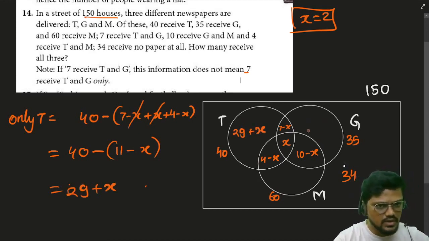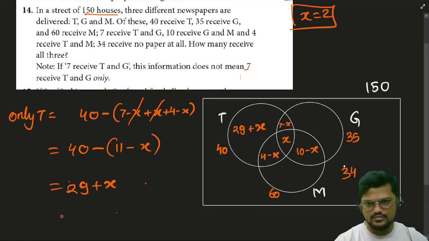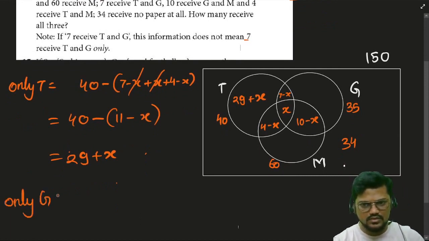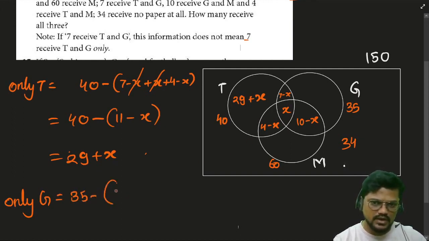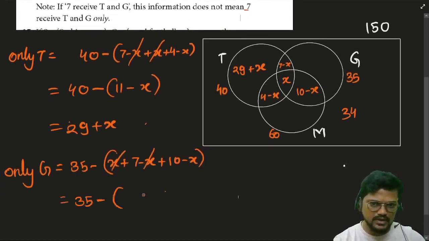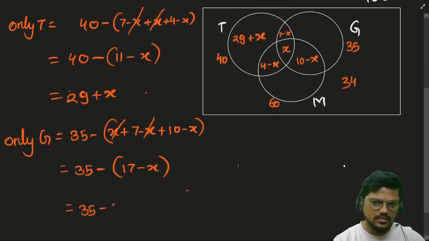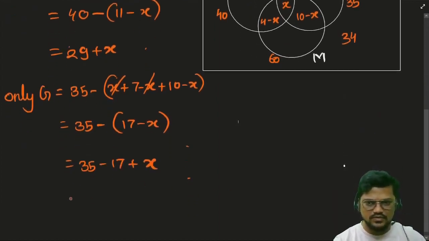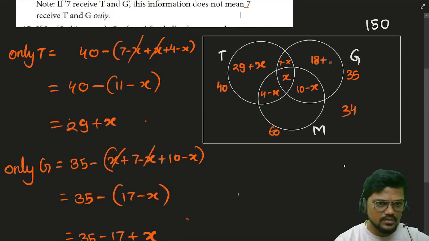Fine. Similarly, you have to do it over here also, only G. So for only G, what you will do? 35 minus X plus 7 minus X plus 10 minus X. This plus X minus X will get cancelled. This will be equal to 35 minus 7 plus 10, that is 17 minus X. 35 minus 17 plus X, that is 18 plus X. So this will be 18 plus X.